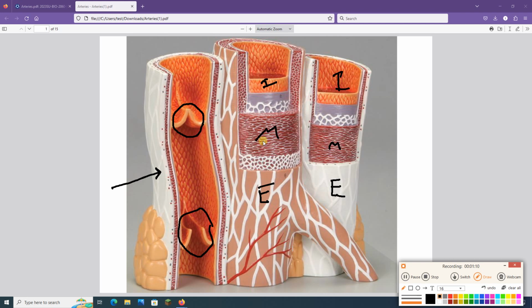Now what I want you to notice is the media. The media is a lot thicker right here than it is over here. So this guy is actually my artery, and this guy is also a vein. So the thick tunica media tells me it's an artery. Thinner tunica media tells me it's a vein. The tunica media has to be thick in an artery to deal with the high pressure that's there. All right, let's keep on going.